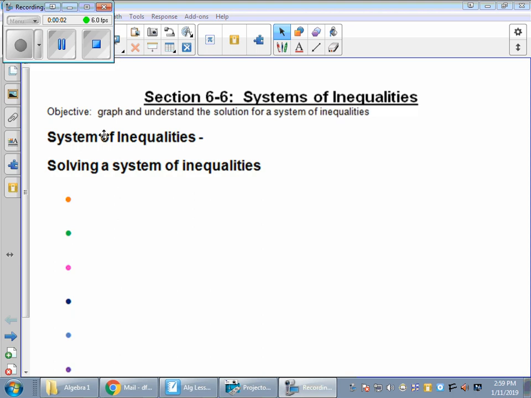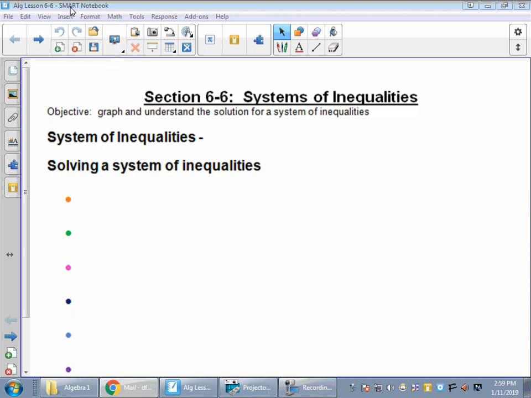All right, algebra, section 6.6, systems of inequalities. Let's get rocking and rolling here. So we're going to graph and understand the solution for a system of inequalities.